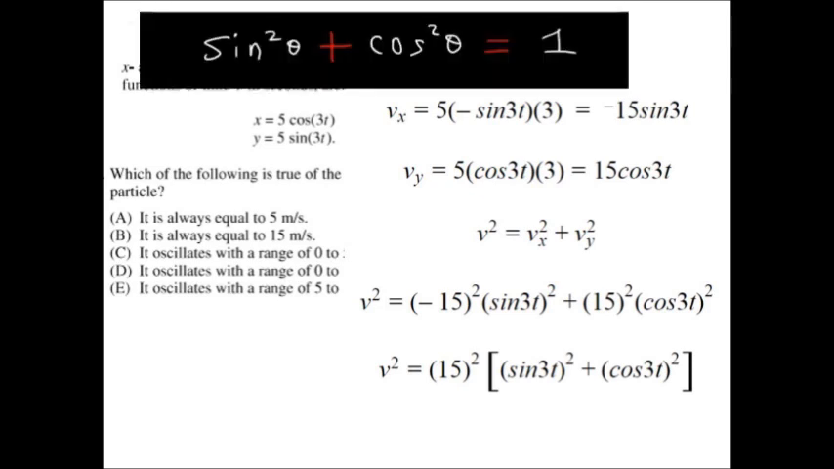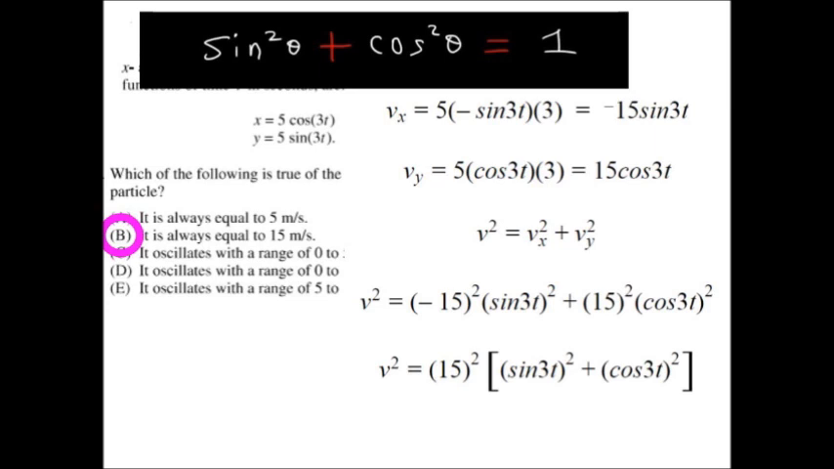We got 15 squared and 15 squared, so we can factor that out, and then apply everybody's favorite Pythagorean identity. And you'll agree that the answer is B. But did they really expect you to do all those steps? What do we have to do there?